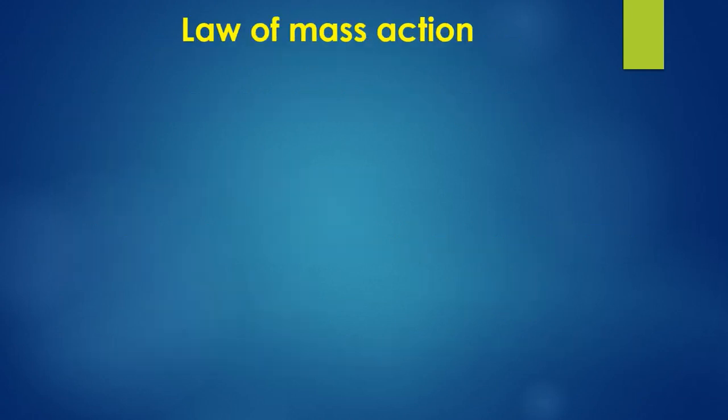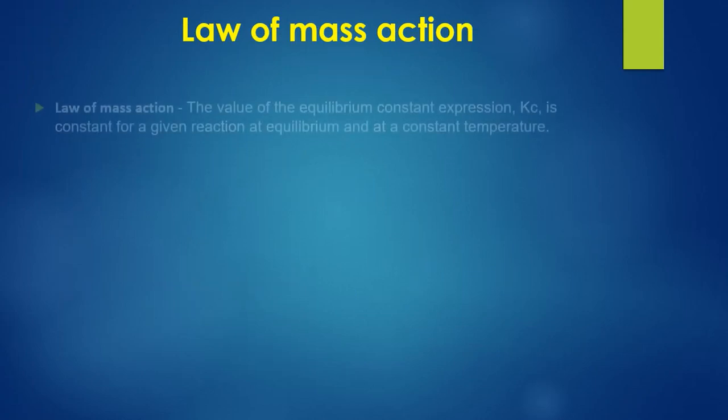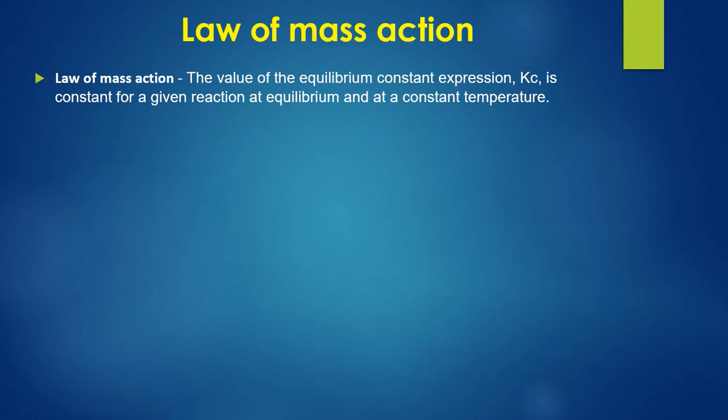Okay, now let's look at the law of mass action. You need to know what the law of mass action is. The law of mass action says the value of the equilibrium constant expression Kc is constant for a given reaction at equilibrium and at a constant temperature. So this Kc, the equilibrium constant expression, is constant for a given reaction at equilibrium and at a constant temperature.